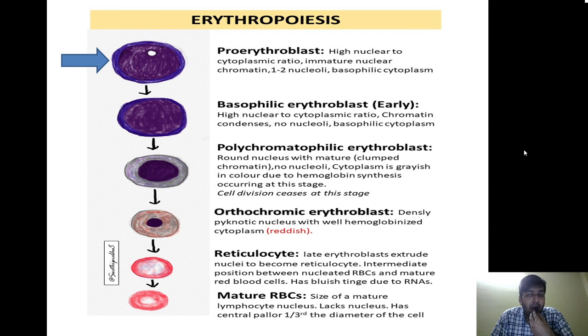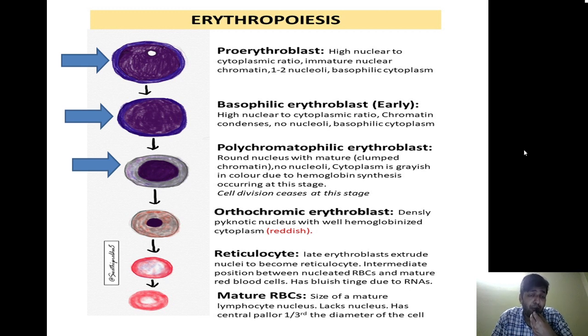Now after the proerythroblast, we will have the early normoblast, also called the basophilic erythroblast. These are smaller in size as compared to the proerythroblast. They do not have nucleoli, although their chromatin is open, but it is more condensed as compared to the chromatin of the proerythroblast, and they also have a basophilic cytoplasm.